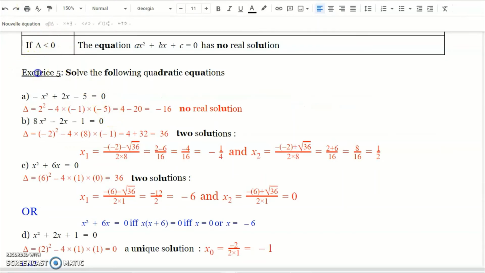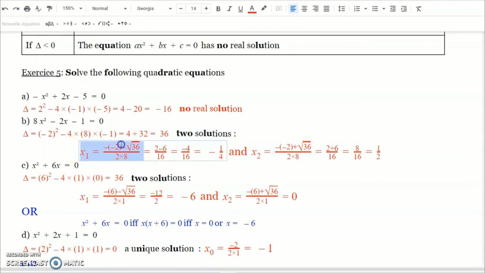So, exercise 5, solve the following quadratic equations. First one, a, minus x squared plus 2x minus 5 is equal to 0. Delta is equal to minus 16, which proves that this equation has no real solution. B, 8x squared minus 2x minus 1 is equal to 0. Delta is equal to 36, so we have two solutions because delta is positive.